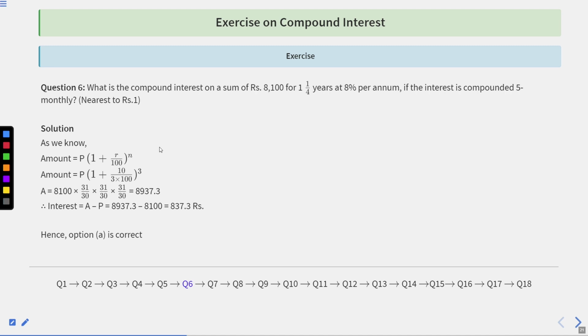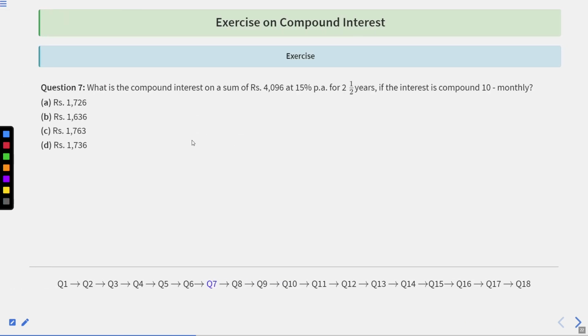So as we know, amount is equal to principal into 1 plus R upon 100 to the power n. So this is the formula which we know, and the amount is equal to principal into 1 plus 10 upon 3 into 100 whole cube. So when you simplify this, amount is equal to 8,937.3. So the interest is equal to amount minus principal, which is 837.3 rupees. So the option correct here is option A.